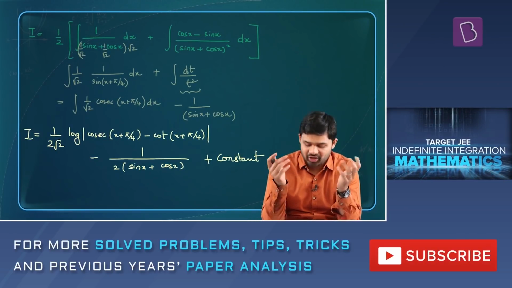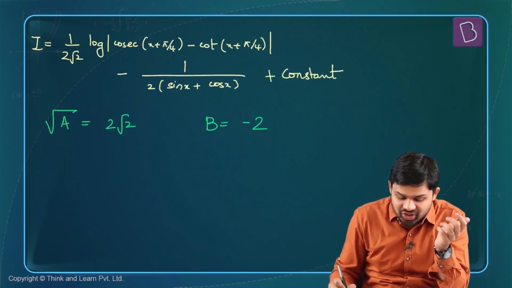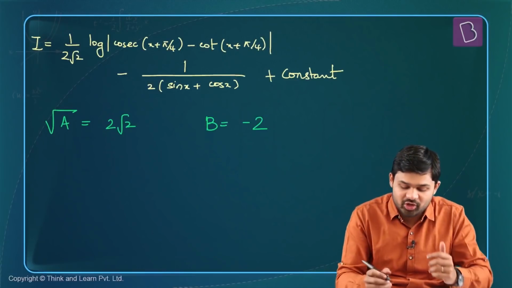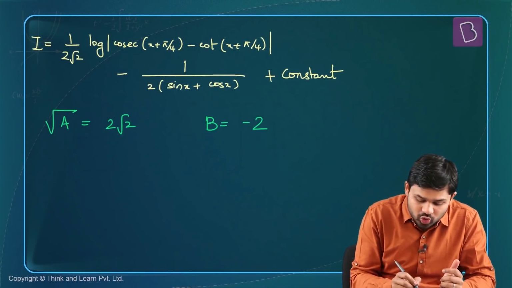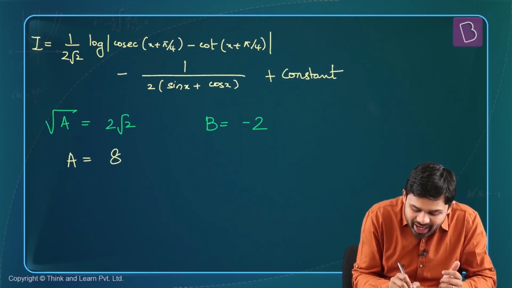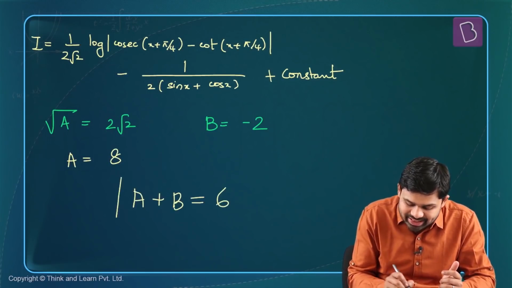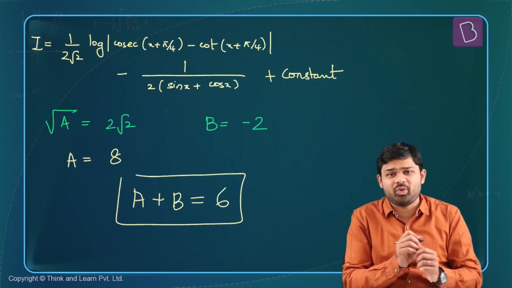So now it's a matter of comparing, and upon comparison you are going to get the value of root a to be equal to 2 root 2 and b to be equal to negative 2. So if root a is 2 root 2, that means a equals 8, b is anyway negative 2, a plus b equals 6. So that's how we solve this particular question.